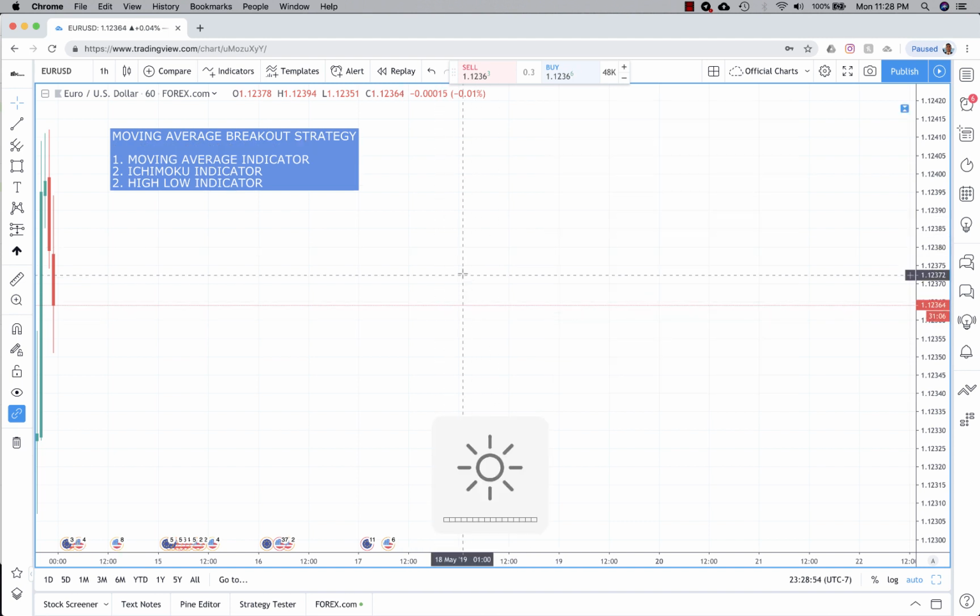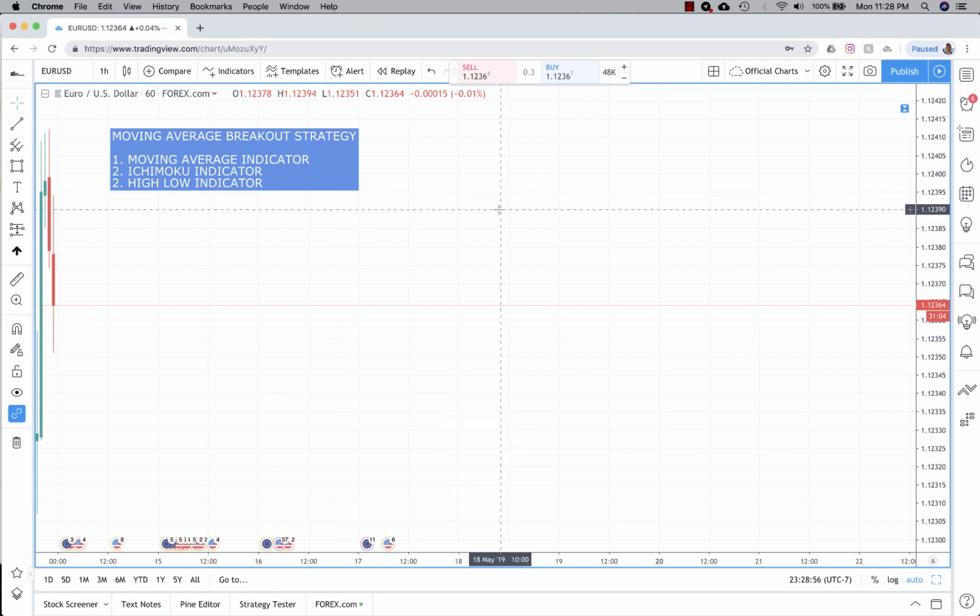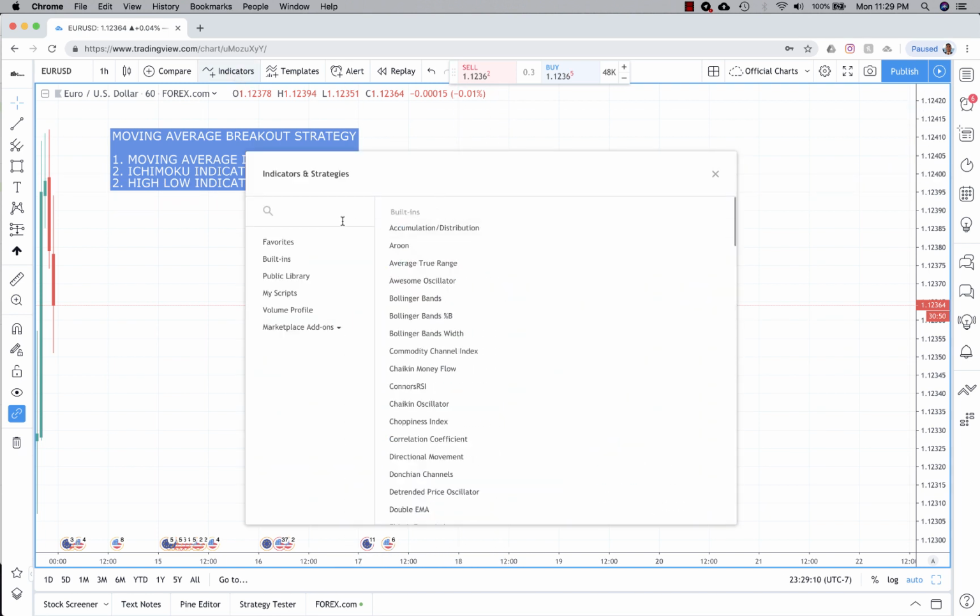Alright. And the strategy works on all time frames, so you can use it on the 15-minute, 30-minute, 1 hour, 2 hour, 4 hour, whichever you'd like to use. But I like to use it on the 1 hour, so I'll be showing you guys how it works on the 1 hour and on the 50-day moving average. So first, let's set up the indicators.